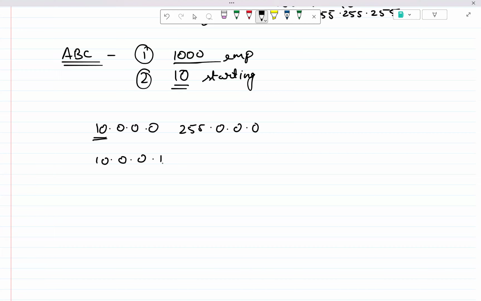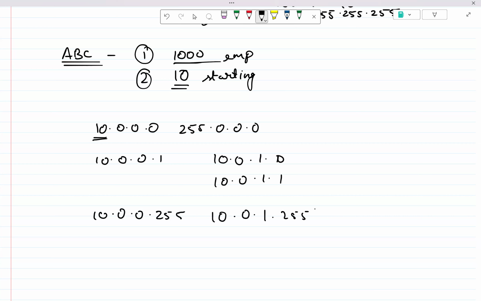Okay, so let's say 10.0.0.1 is the first employee, right? Then the 255th employee would get 10.0.0.255, right? Then the 256th employee would get 10.0.1.0, right? Then 10.0.1.1 and up till 10.0.1.255, like this, right? So in such a way, what is going to happen? All the 1,000 employees will get an IP address.